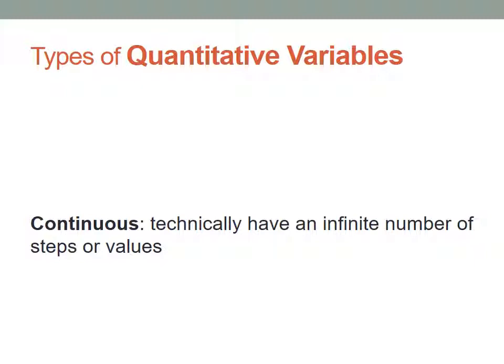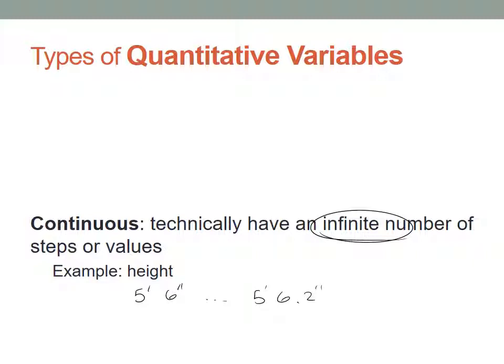These technically do have an infinite number of outcomes or steps or values. So what's a quantitative variable that might be measured this way? How about height? When I measure my height, my height can be measured as specifically as I'd like, and I could have infinitely many outcomes. Okay, so I may be 5 feet 6 inches tall, but I could also be 5 feet 6.2 inches tall, right? And I could keep getting more specific from there.